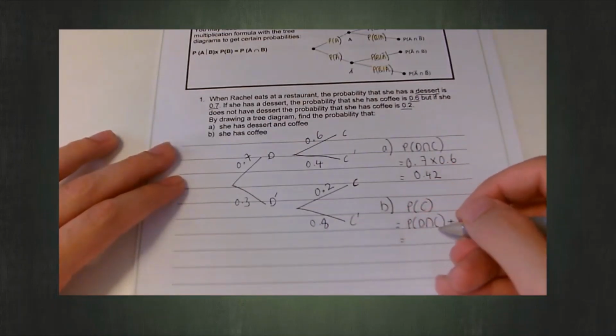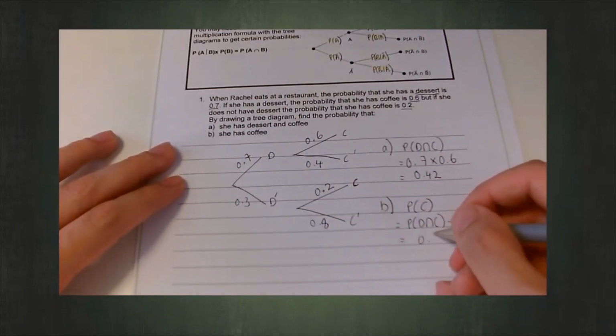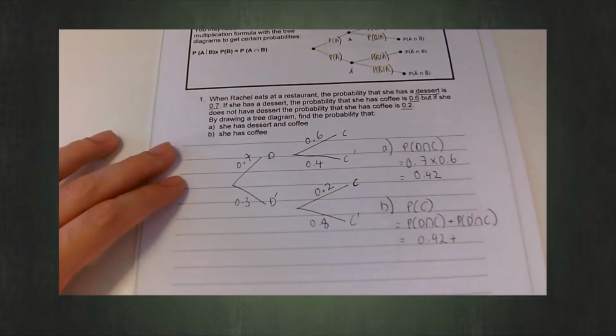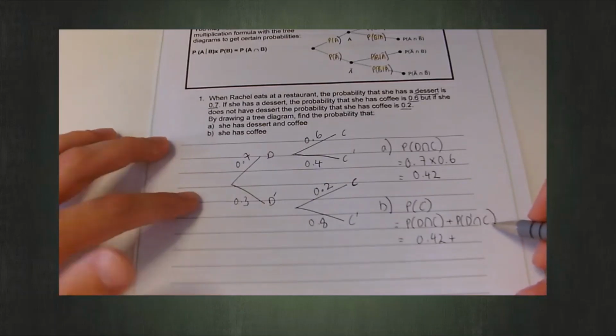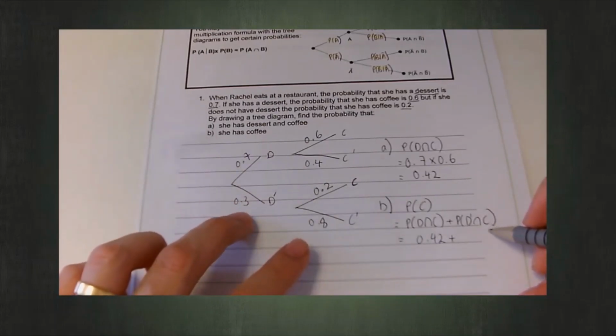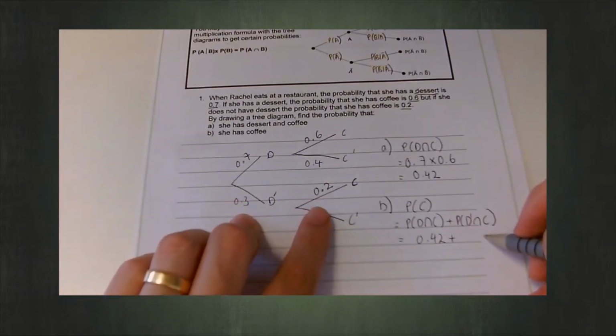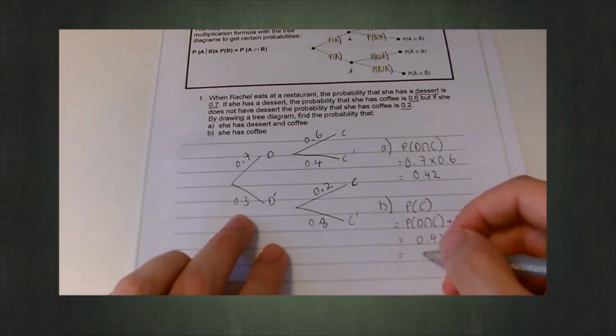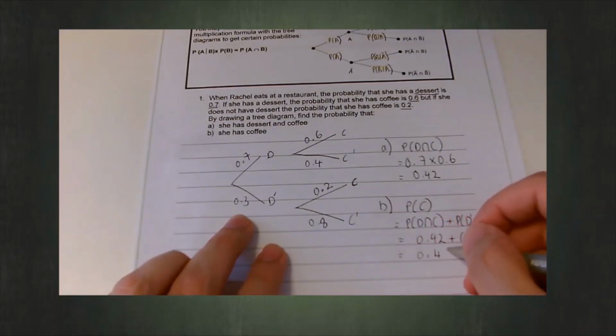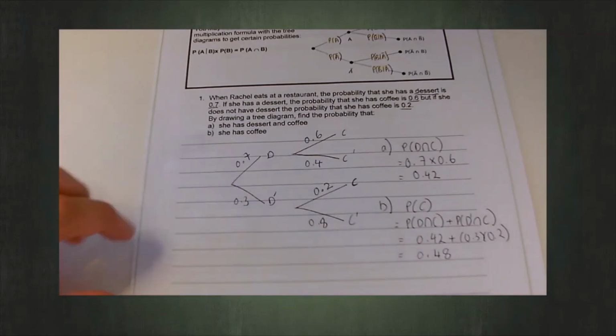We know what the probability of D and C is. It's 0.42. The next probability we don't have immediately in front of us. What's the probability of not D and C? Well, we can get that really easily: 0.3 times 0.2. When you add up those answers, you get 0.48. So that's question 1.